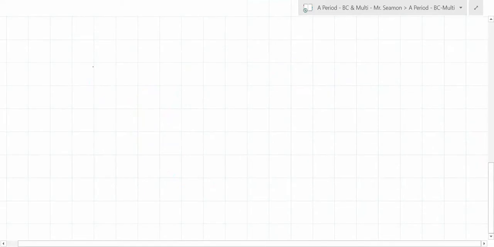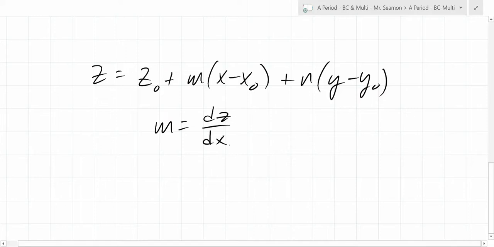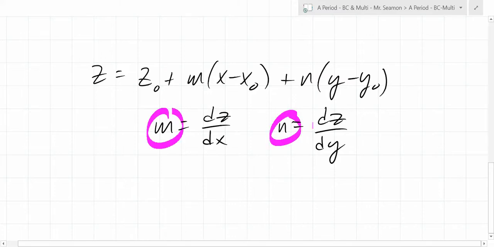What did we have? Z equals z naught plus m times x minus x naught, plus n times y minus y naught. And what do we know m is equal to? Dz dx. Remember we made the eyeball. Okay, I'm going to say we here because we made the mistake. N is equal to dz dy, right? So if you look at the chart, the only thing that you should have consistent are the m and the n, right? So you can look at the chart, and what can you find immediately?